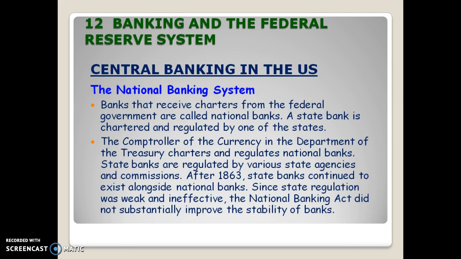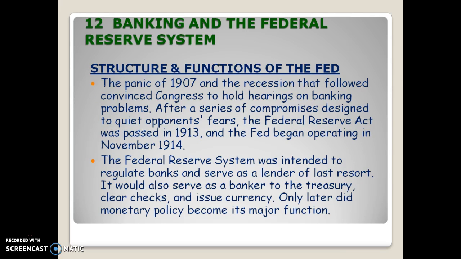The national banking system is made up of banks that receive charters. And these banks that receive charters are very important, because a state bank is chartered and regulated by many of the states. The Comptroller of the Currency in the Department of the Treasury oversees national banks. They established the National Banking Act, and it did not substantially improve the stability of banks as well.